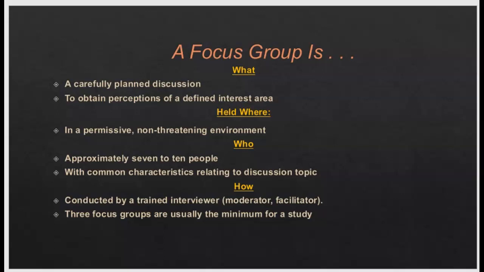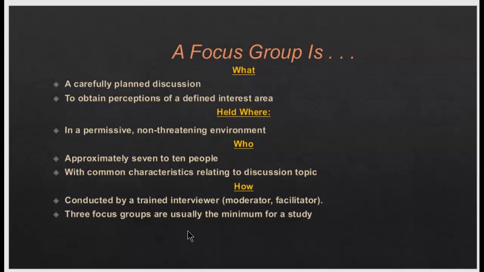And then you want to make sure that the focus group has a trained interviewer, moderator, or facilitator. If that's you as the researcher, then just make sure that you've read up on running a focus group, because it is different than doing a one-on-one interview. Focus groups are much harder to keep on task, so you want to make sure that you're doing that. And usually people do a set of 3 focus groups for a study.